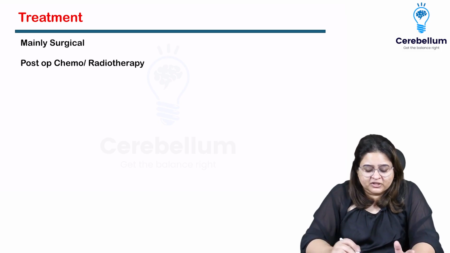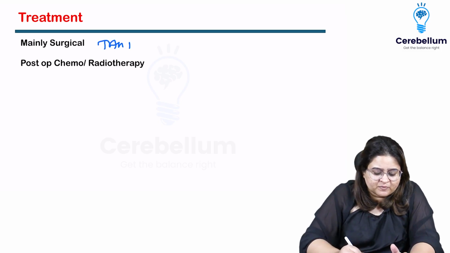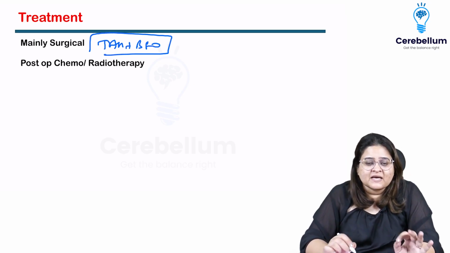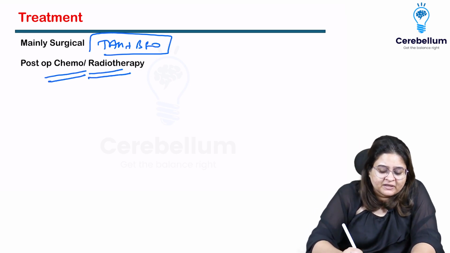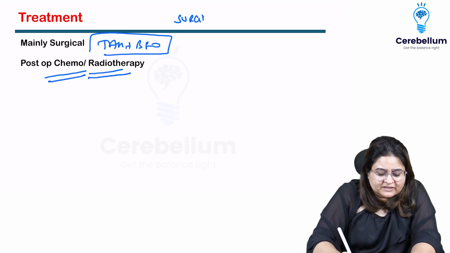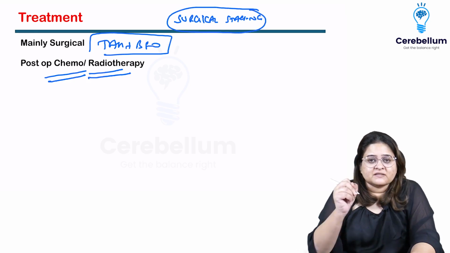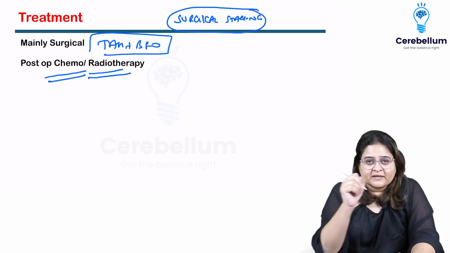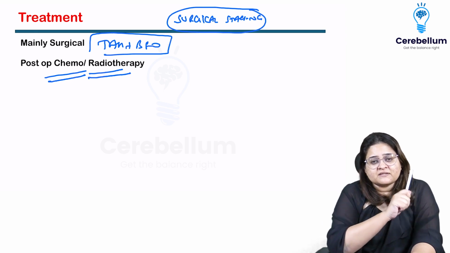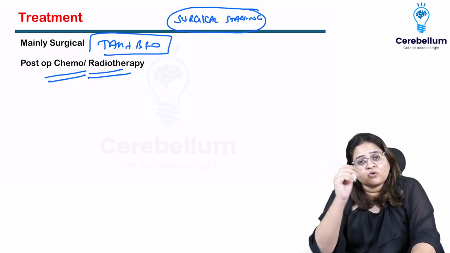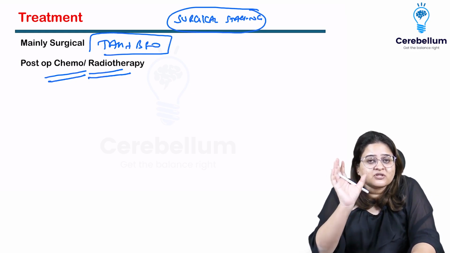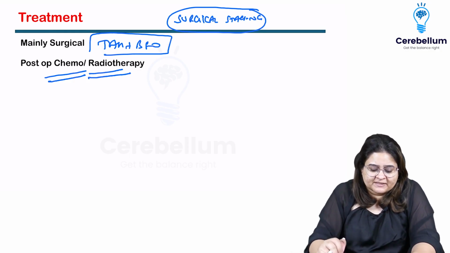Treatment is mainly surgical, that is, you're going to do a TAH plus a BSO. You're going to remove the uterus and the tubes and ovaries, and this patient is going to require post-op chemotherapy and radiotherapy. Remember, endometrial cancer is surgically staged, like ovarian cancer, whereas cervical cancer and vulval cancers are clinically staged with the help of investigations. Endometrial and ovarian, you're always going to do surgery because you have to surgically stage the disease.